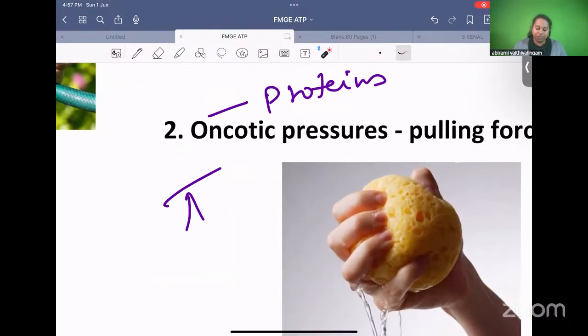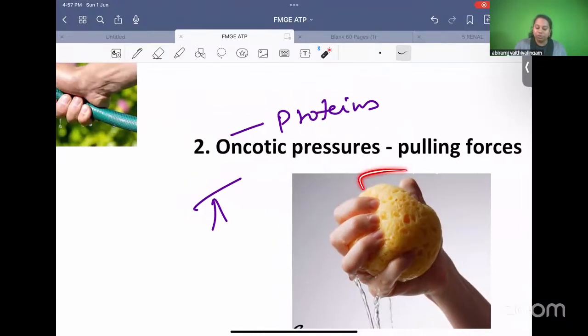Oncotic pressure. Oncotic pressure is contributed by proteins, plasma proteins. You can imagine plasma proteins like a sponge. What will happen if you put a sponge in water? This sponge will keep on absorbing water. It will keep on pulling the water. So if you put a sponge in water, it is a pulling force. Like that, wherever you have proteins, they will exert a pulling force. So wherever there is oncotic pressure, it will pull the filtration to its side, denoted by pi.